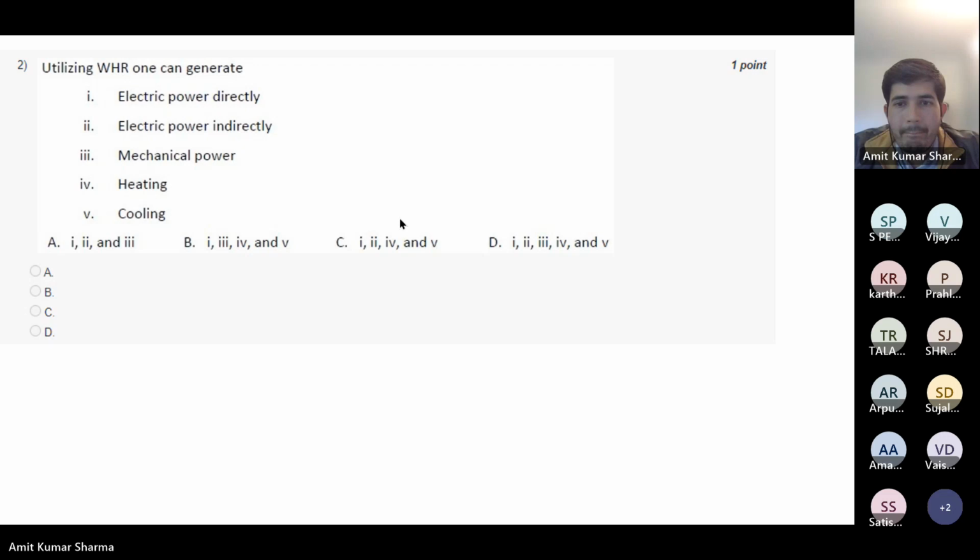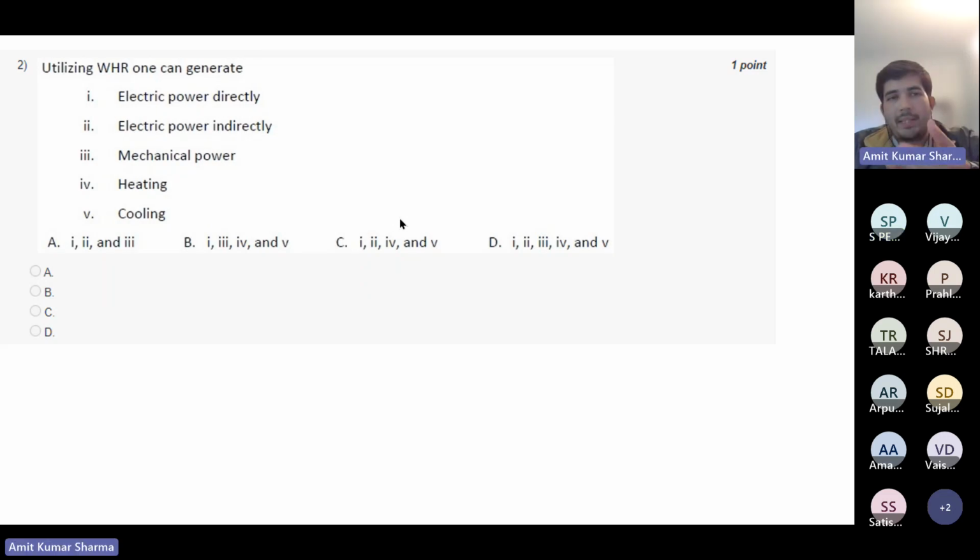Anyway, so all the things are possible. So I think it's D. Directly you can use it for heating purposes also. Suppose you have any Seebeck and Peltier type of effect, you can get cooling also.